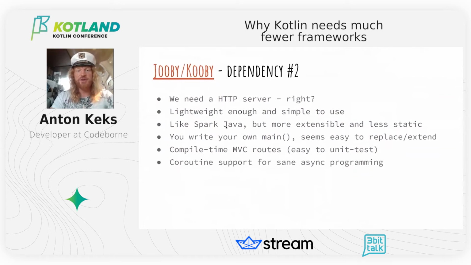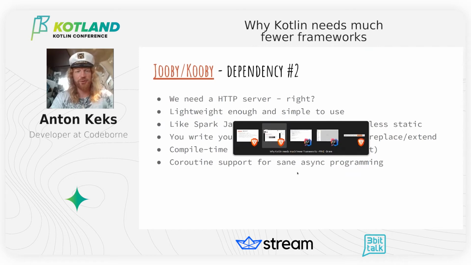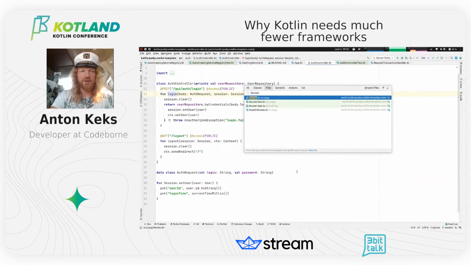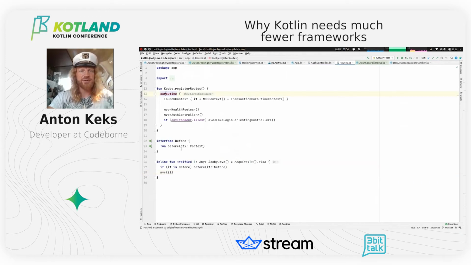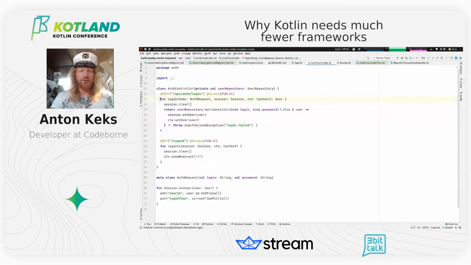But then it also has coroutine support for sane asynchronous programming. If we look at the routes that I define here, there is this modifier coroutine, which is built in. I have actually contributed a pull request to Jupyter so that you can now redefine the launch context of coroutines. So you can pass on the MDC and the transaction to your coroutines, and then you don't have to worry about it anymore. You just mark your routes as suspend functions, and everything works. That I also really like. It's especially good if you need to consume some microservices down the line, so you can work with them totally asynchronously.